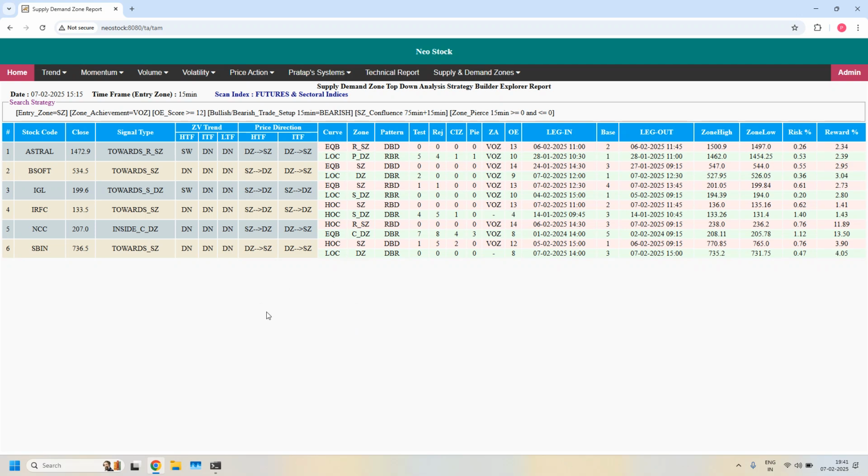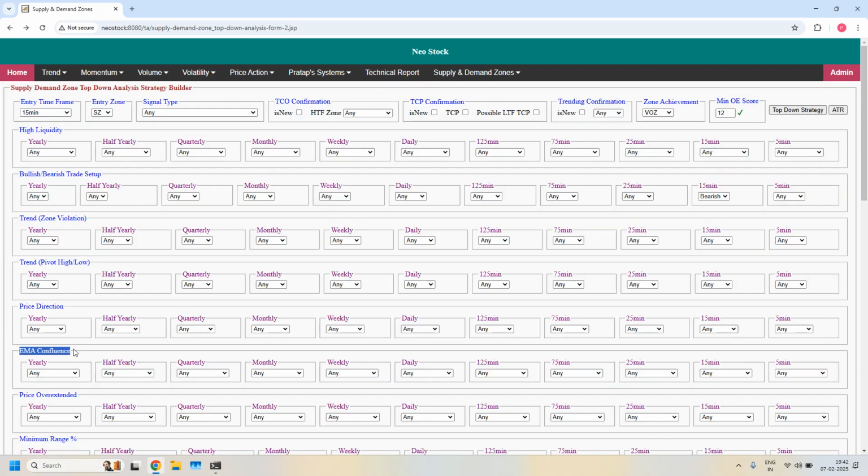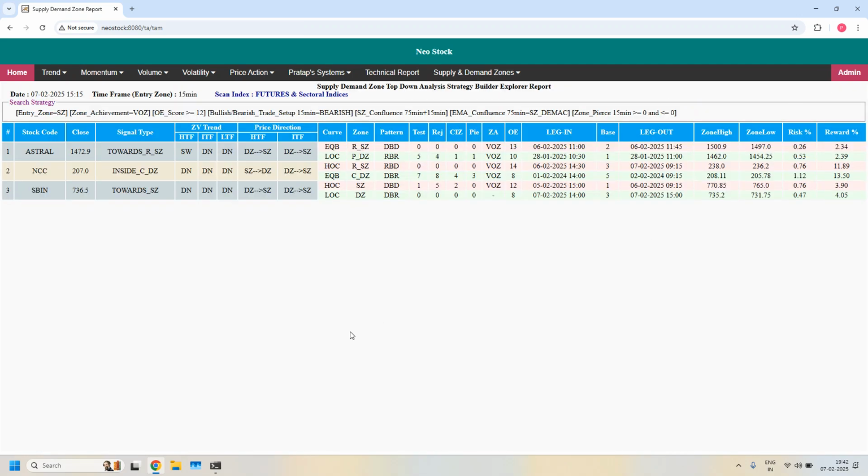Because they are overlapped inside the 75 minute supply zone, and if the 75 minute supply zone is having EMA and also the trend is down here, there could be even more high probability trade setup supported stocks to get the success. Let's verify. In the EMA confluence at 75 minutes time frame, I am setting the filter 75 minute supply zone having daily EMA confluence. With this filter, we got 3 stocks. So these 3 15 minute supply zones are even more high probability trade setup supported stocks.